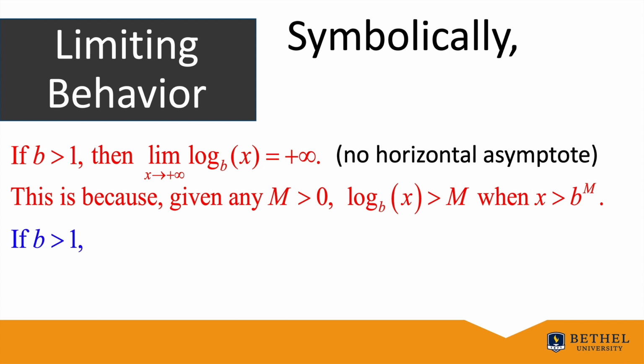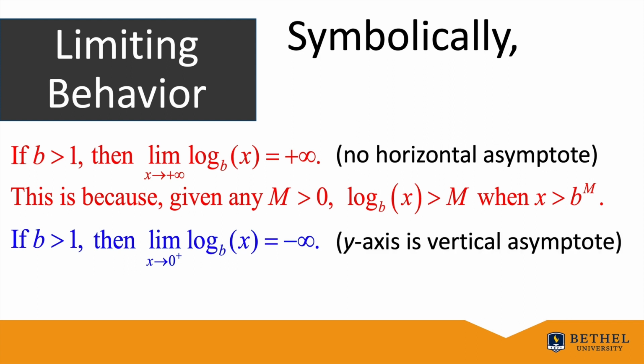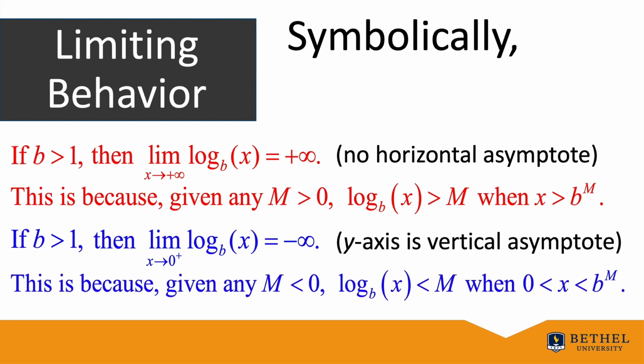On the other hand, once again, if b is bigger than 1, then the limit as x goes to 0 from the right, the plus sign means from the right, of log base b of x equals minus infinity. This means the y-axis is a vertical asymptote. The graph will go down forever and ever as x continues to get closer and closer to 0 through positive values. This is because, given any negative number m, no matter how far it is below 0, the log base b of x will be less than m when x is between 0 and b to the m. Keep in mind that b to the m will be a small number when m is negative.